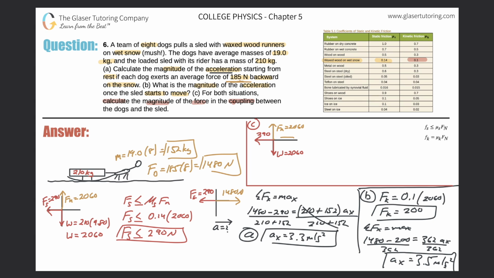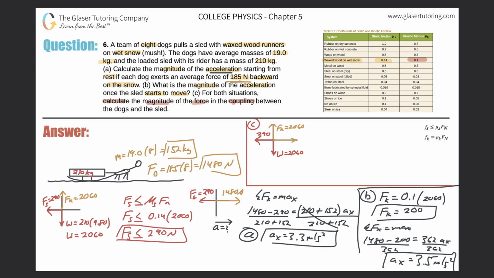This part now represents the tension in the cable, or the tension in the coupling between the sled and the dogs. All right, you might be tempted to write in here, wait a minute, shouldn't this be the 1480 that's over here? No, it shouldn't be, right? You got to read very carefully what it says in the problem here.